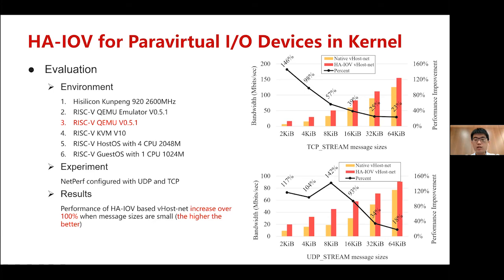To show the advantage of HA-IOV, we perform our test using the WeHost Night. The experiment environment is the same as the one used to evaluate the UART. Netperf is chosen as the benchmark to evaluate the performance of WeHost Night and HA-IOV-based WeHost Night. As we can see from the red figures, bandwidth in TCP and UDP of WeHost Night can be improved by over 100% when message sizes are small.